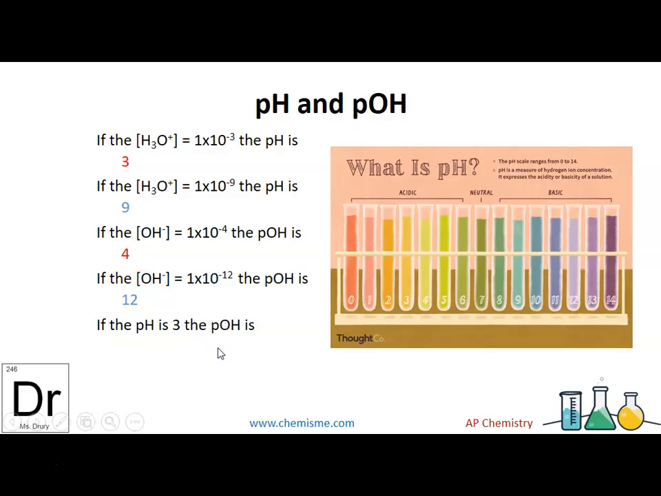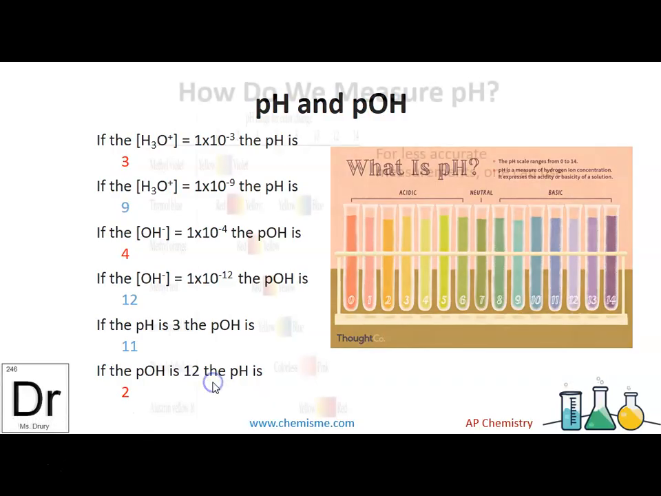I messed those up. So using that rule, if the pH is 3, what's the pOH? 14 minus 3 is 11. Or if the pOH is 12, the pH is 14 minus 12, which is 2. So this is all about taking those powers down.